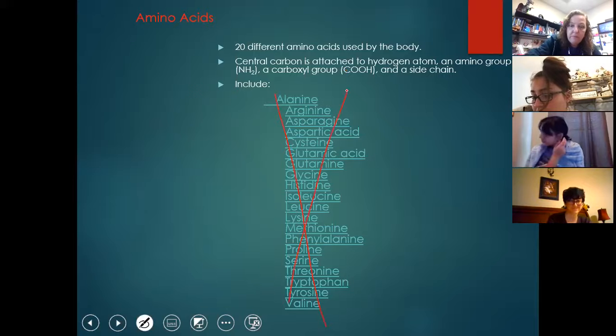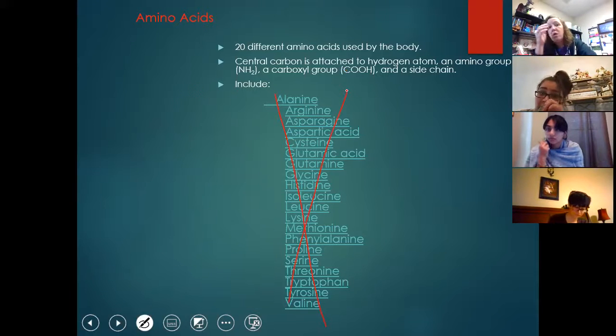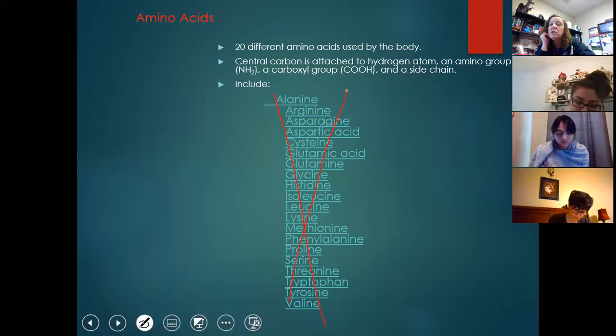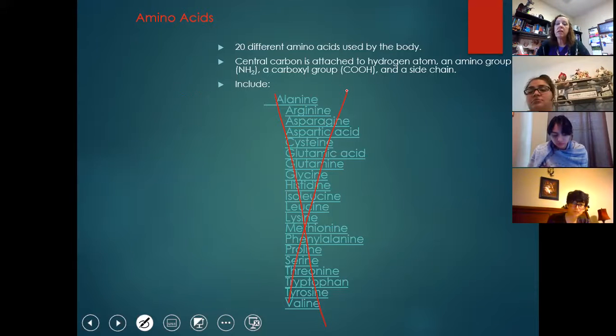Don't write any of these down. We just know that there are 20 different Legos in the body. And again, we are going to be going into this in nutrition: essential versus non-essential. Essential, you have to have them in your diet. Non-essential, you don't, because your body can bippity boppity boo them together. So we're going to be talking about all of these amino acids and which ones combine to make other things.